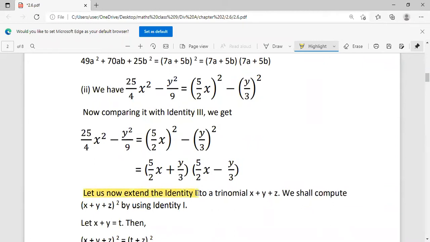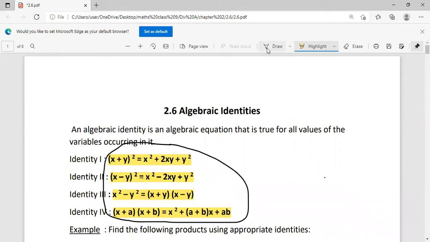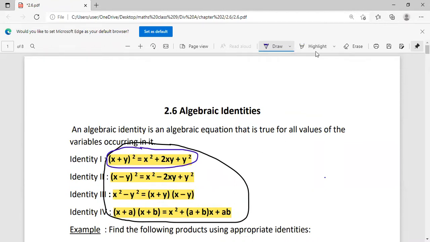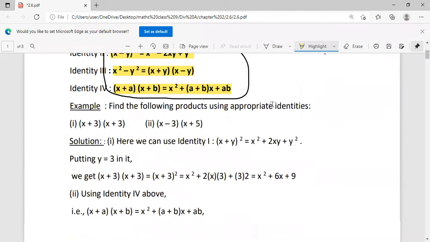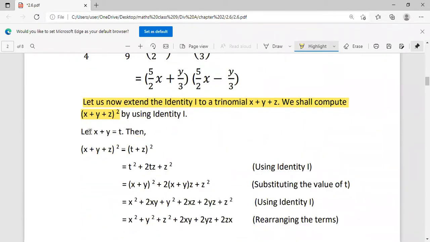Let us now extend identity 1 to a trinomial, x plus y plus z. What do you mean by a trinomial? It's a polynomial having three variables. So we shall compute x plus y plus z whole square. In order to expand that polynomial, we need the help of the first identity, which is x plus y whole square. So how are we going to expand it? I'll show you.